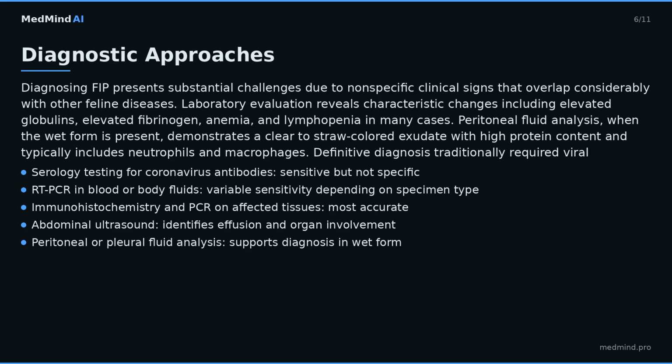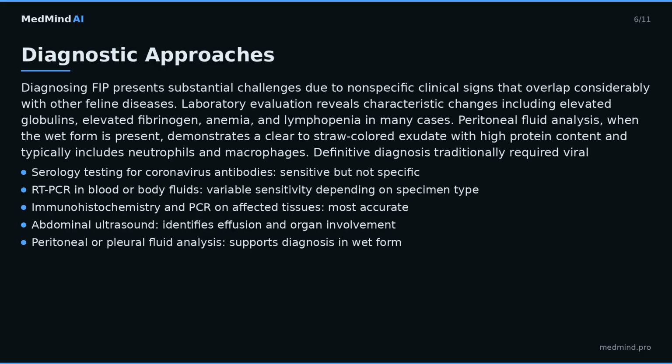Diagnostic approaches. Diagnosing FIP presents substantial challenges due to nonspecific clinical signs that overlap considerably with other feline diseases. Laboratory evaluation reveals characteristic changes including elevated globulins, elevated fibrinogen, anemia, and lymphopenia in many cases. Peritoneal fluid analysis, when the wet form is present, demonstrates a clear to straw-colored exudate with high protein content and typically includes neutrophils and macrophages. Definitive diagnosis traditionally required viral confirmation through various molecular and serological techniques.